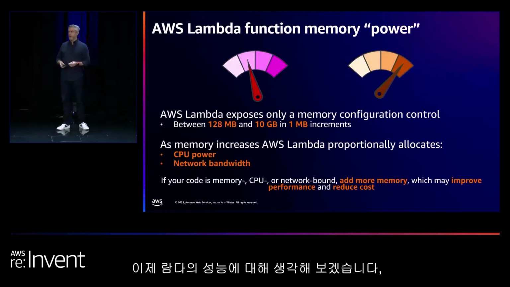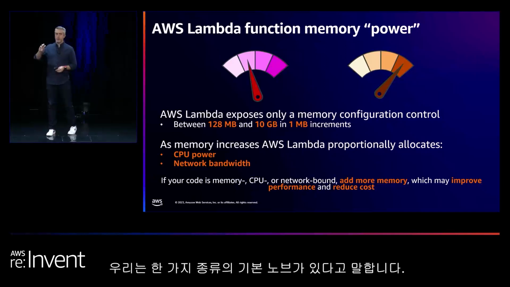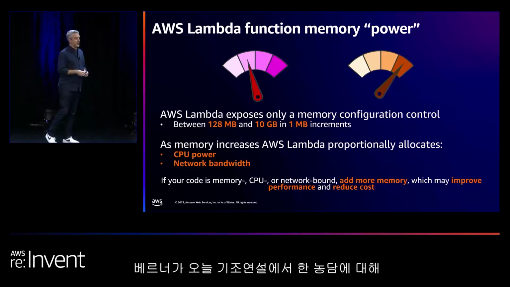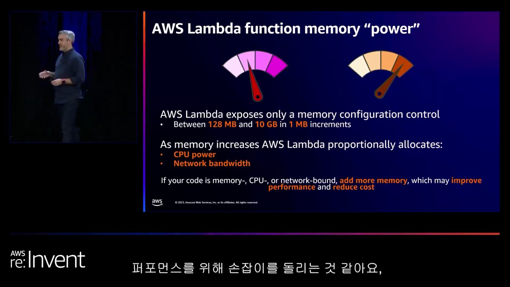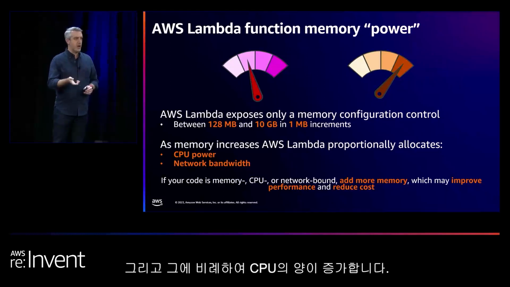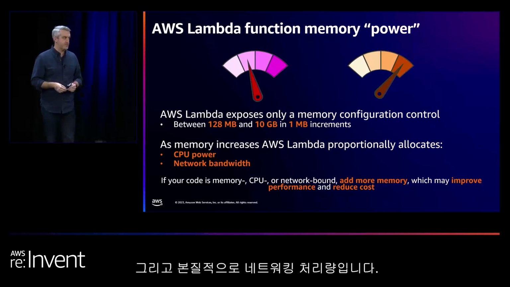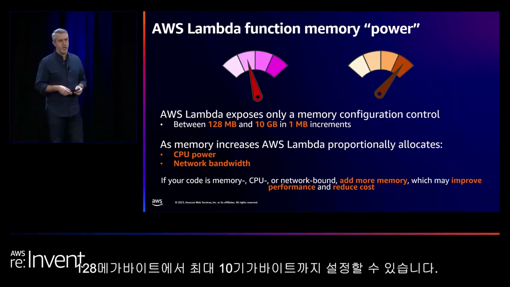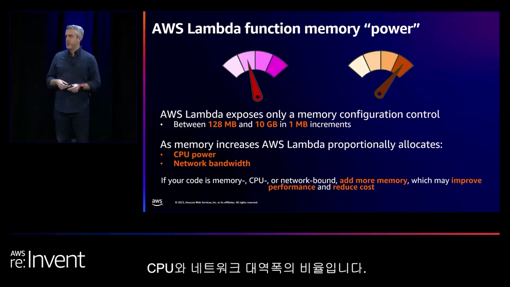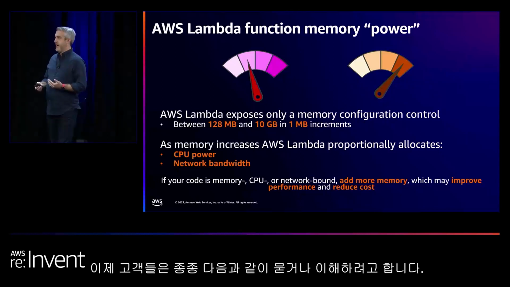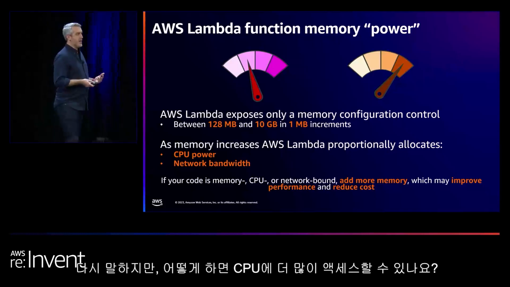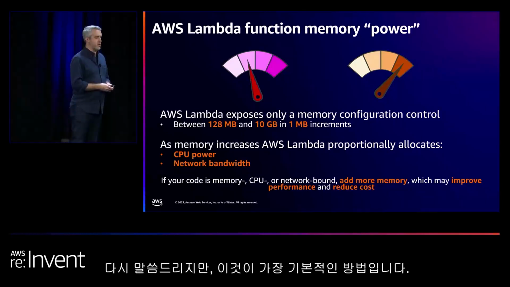Now, when it comes to thinking about performance in Lambda, we say that there's one primary knob that you can turn. And again, to lean a little bit on Werner's joke from his keynote earlier today of cranking the knob for performance, essentially what we do is we give you the ability to configure the memory of a Lambda function. And what comes with that is a proportional amount of CPU and then essentially networking throughput. So today you can configure Lambda functions anywhere from 128 megabytes up to 10 gigabytes. And again, that gives you this proportional amount of CPU and network bandwidth. Now, customers often ask, when they are performance bound, how do I get more access to CPU? And again, that is the primary way that you do it.